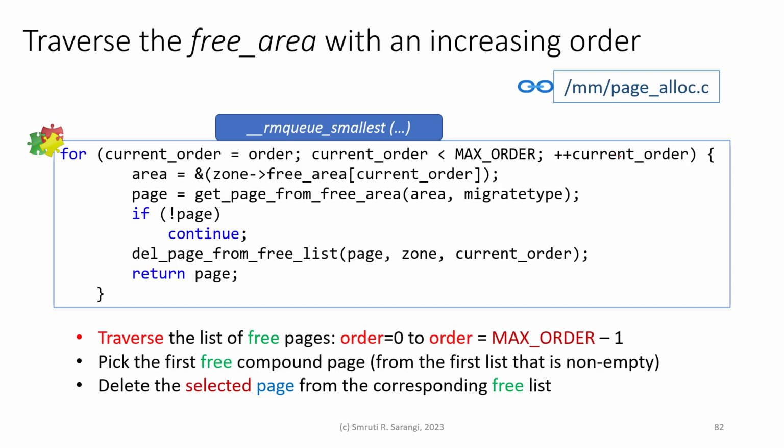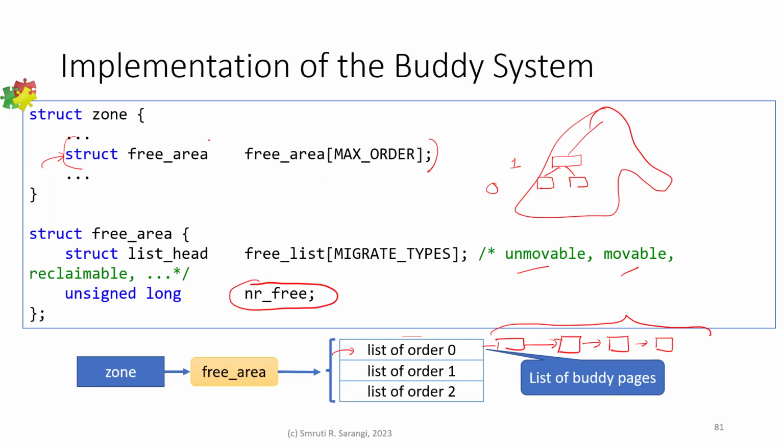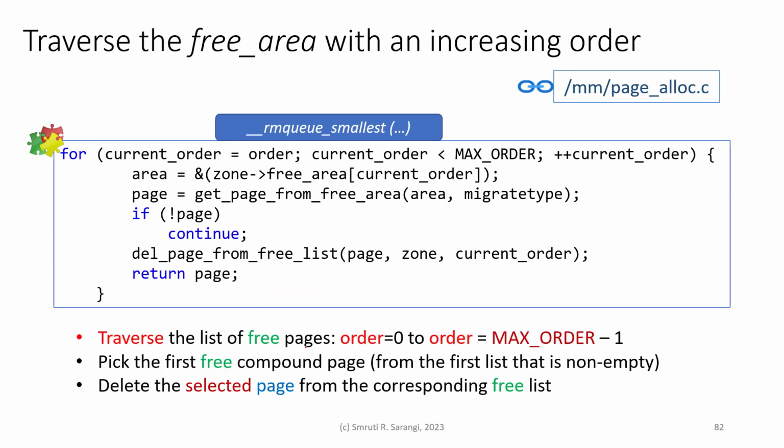Whenever you want to allocate some page, or you want to allocate a region, you traverse this free area. The free area is nothing but a set of linked lists, as you can see. You traverse them with an increasing order. So if this is the current order, and as long as it is less than max order, which is the maximum size of the order, we just keep on incrementing it.